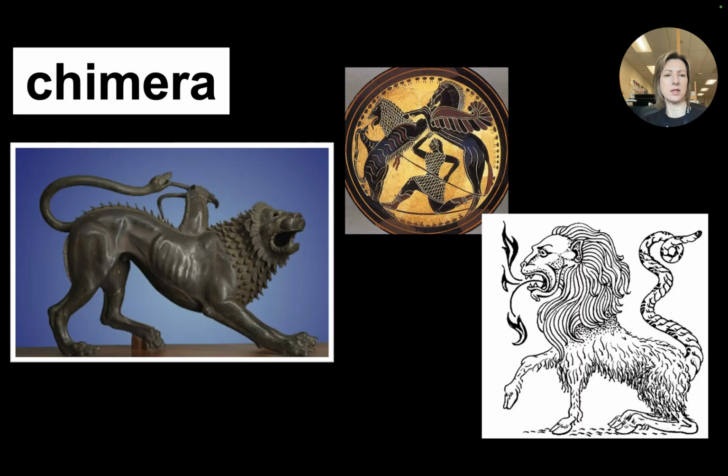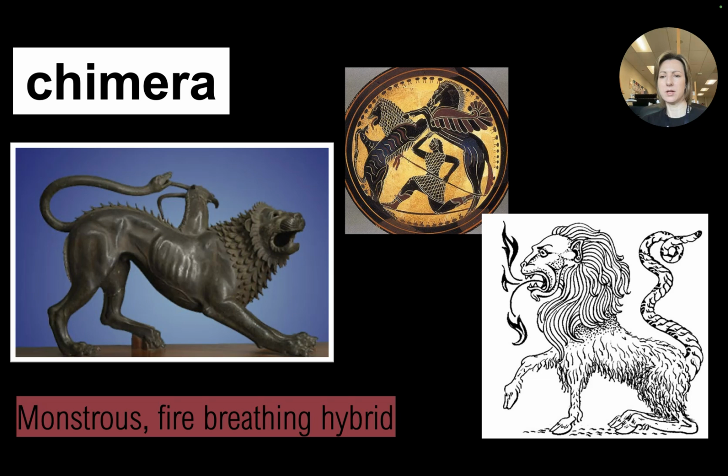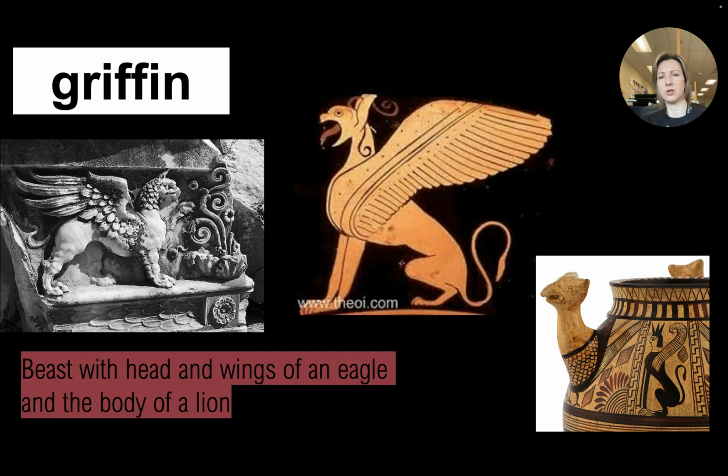So a chimera is another mythical type of creature that is a monstrous, fire-breathing hybrid of different animals. It has the head of a lion, the hooves of a stag or a goat, the tail of a snake. So it's all of these different parts put together. A similar type of creature is the griffin, which has the body of a lion and the head and wings of an eagle.